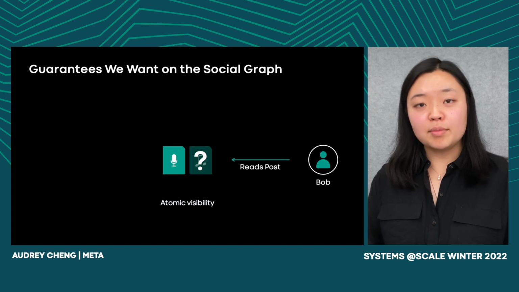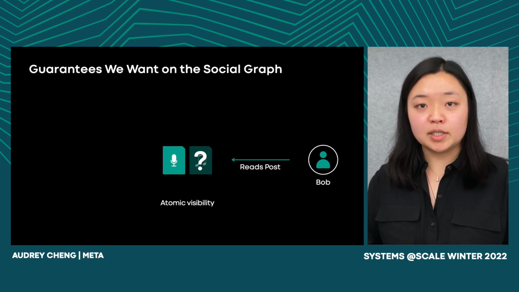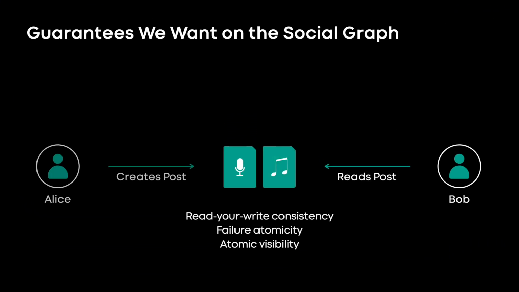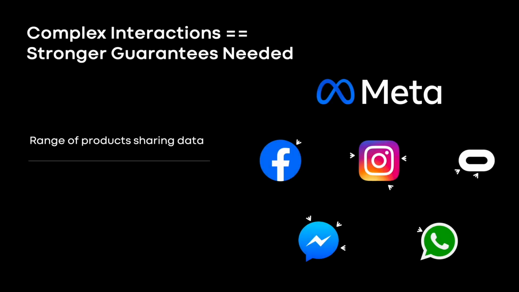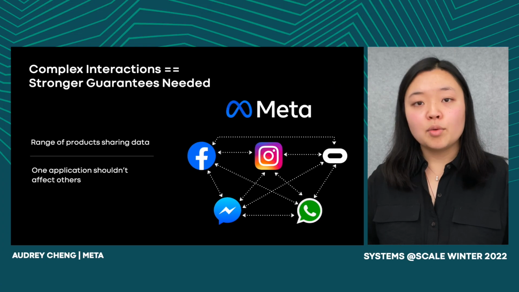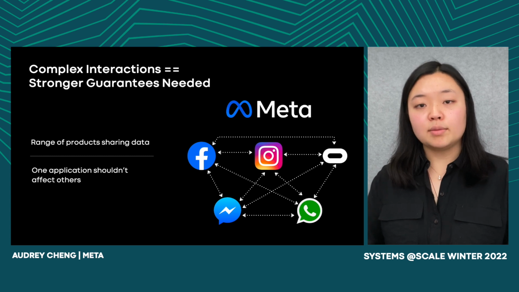If another user, Bob, tries to view her post, we want to ensure that he sees either both her recording and sheet music or neither. We need atomic visibility, which ensures that all or none of any part's transactions are visible to other transactions. These are the sorts of guarantees we need on the social graph to hide anomalies from product developers. Given the range of products sharing data on Meta's social graph, there are many complex interactions that further motivate the need for these guarantees. In particular, one application's behavior shouldn't affect the behavior of others.